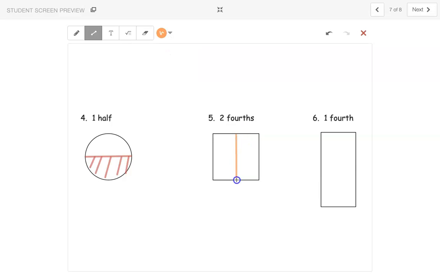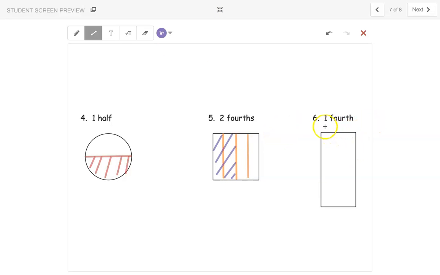And then this one says 2/4, so I know I have to divide it into 4s. 4 parts. Divide it in half and divide the half in half, and you get fourths, right? Okay, and then 2/4 is 2 out of the 4. There we go. 2/4, 1/2.